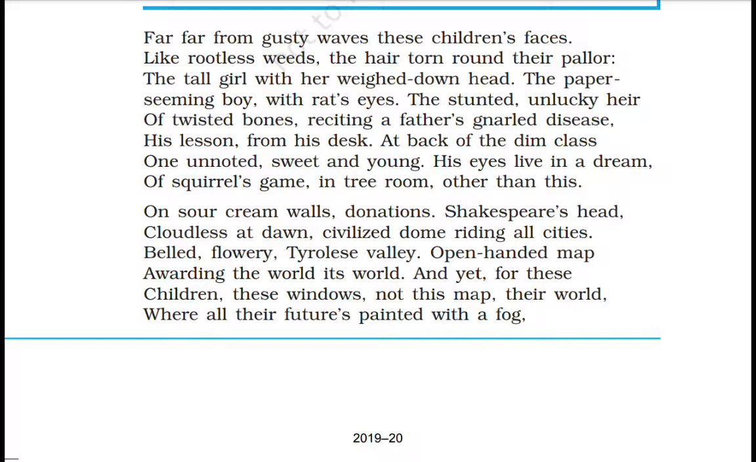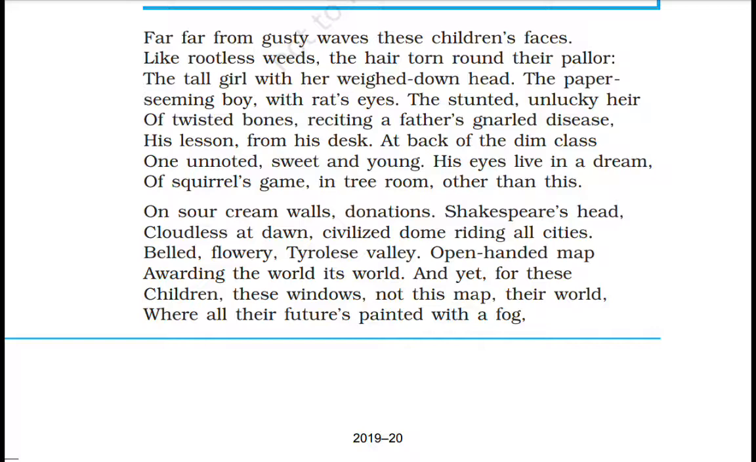The hair torn round their pallor means pale faces. Their hair torn means their hair is unkempt, it has not been neatly combed. So their hair is torn round their pale faces, meaning these children have pale faces because they do not live in a healthy condition, they do not have proper food, so their faces are dull, pale.